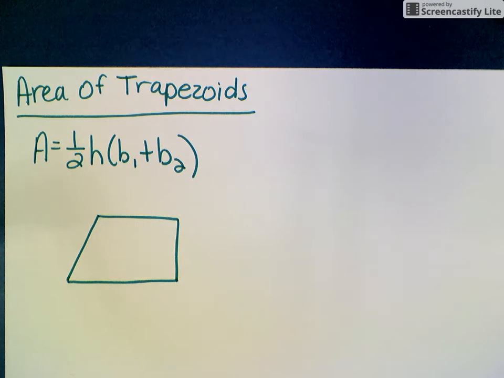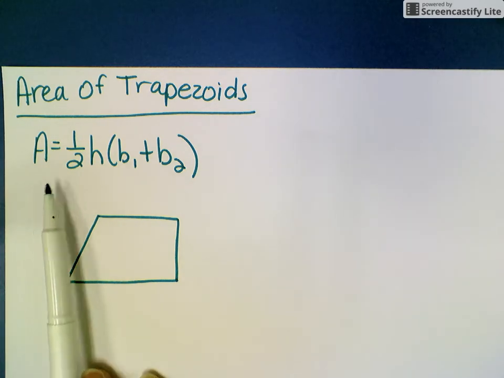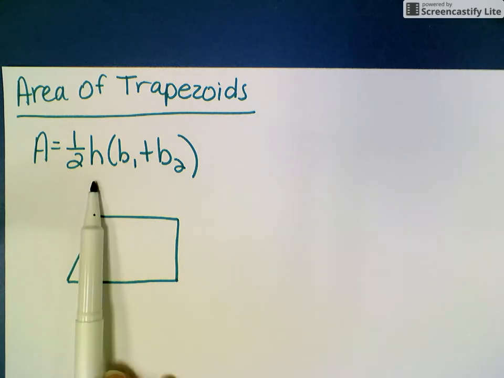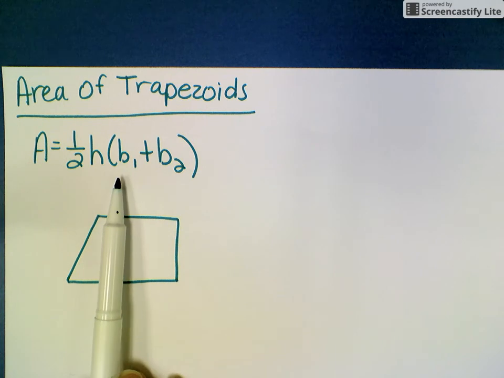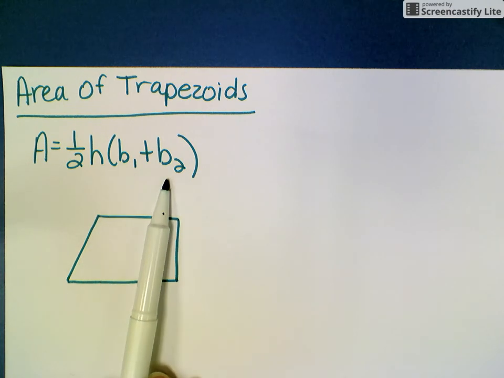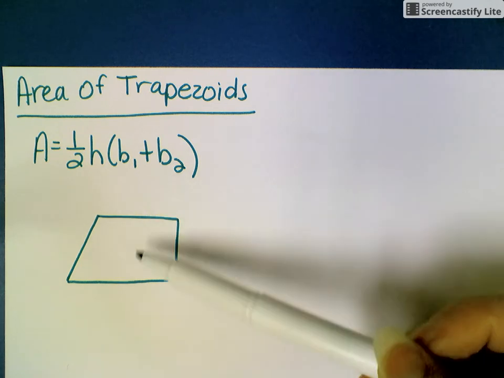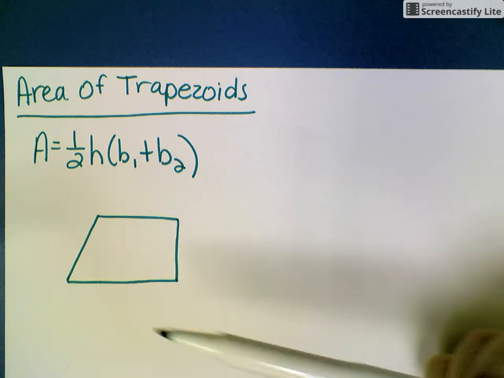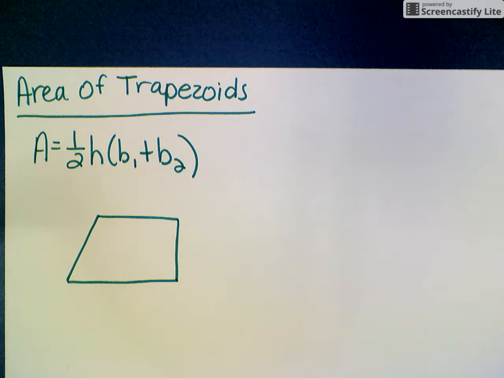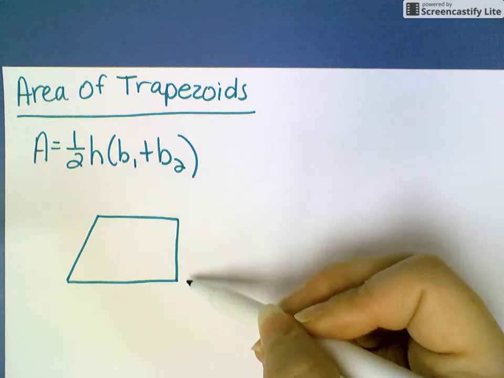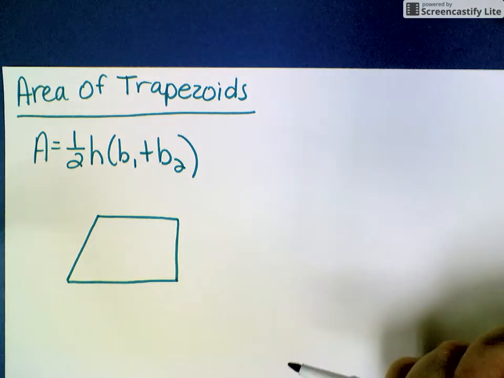Right, today we're going to talk about the area of trapezoids. From your formula sheet, we can see the area is 1/2 times the height times the quantity base 1 plus base 2. From when we talked about trapezoids, our bases are our parallel sides. Our height will be the perpendicular distance in between those bases.